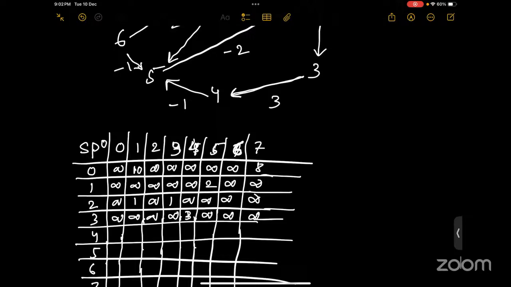Next. 4 to 5 is -1. Rest all are infinity.